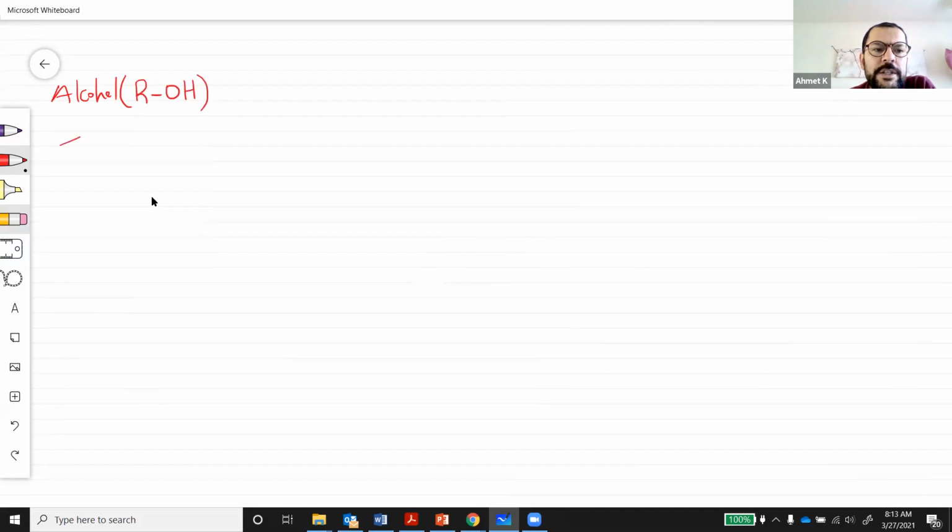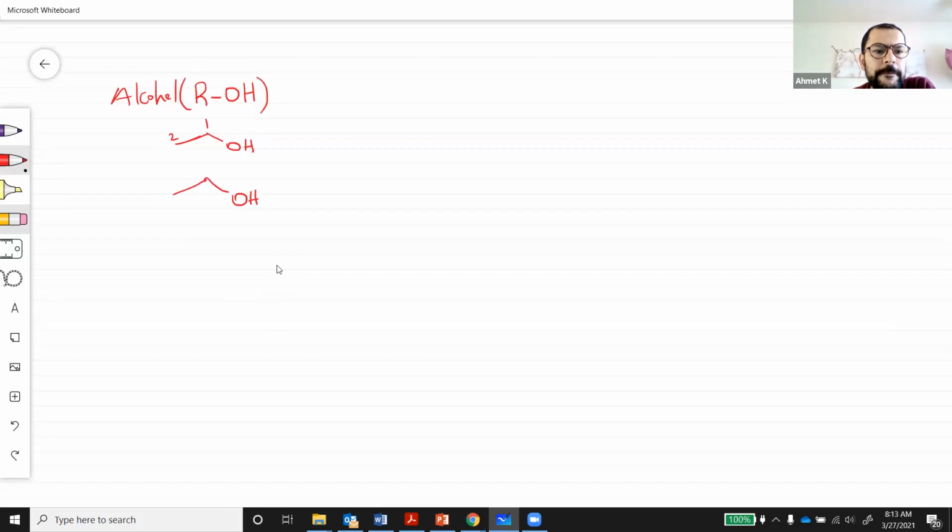Alcohols are, again, whenever you have R attached to OH. And so if you compare these two alcohols, let's say this is just an ethanol. This is 1 and 2 carbon, so this is ethanol. So if you increase the carbon chain, now I'm going to make 1, 2, 3, 4, 5, let's say 6, and then if you increase even like 7 or 8.